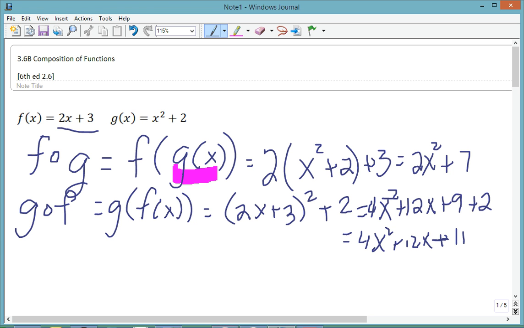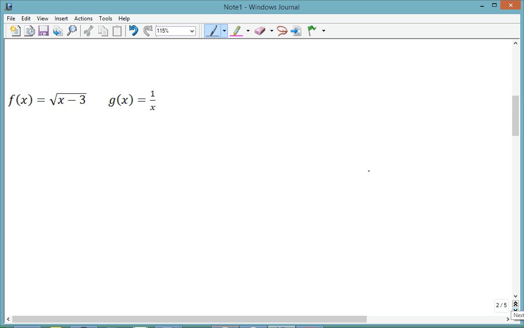Okay, so that's how we do the composition. Now all of these functions have all real numbers as the domain, so it's not going to matter what we plug into it. So the domain would just be all real numbers. But let's look at one where it's not all real numbers.